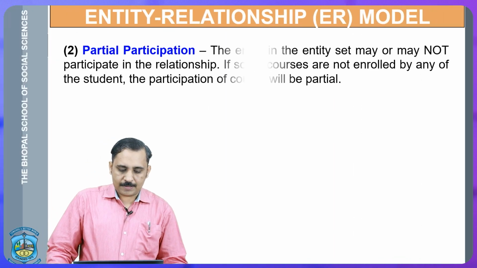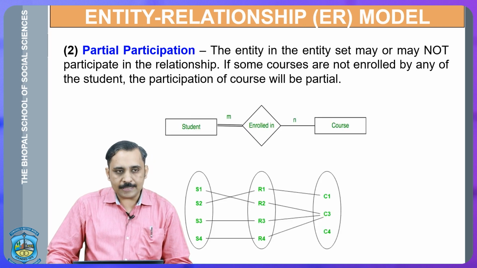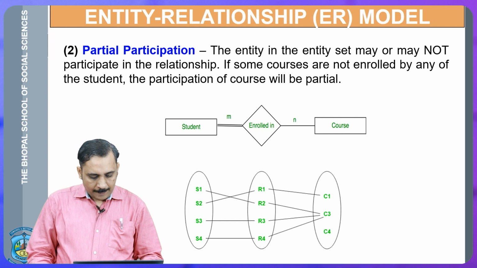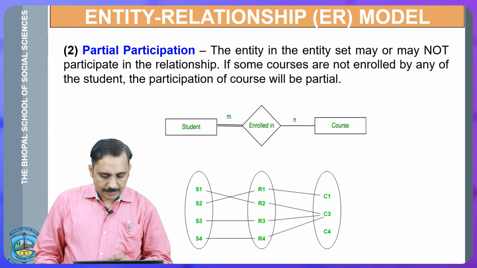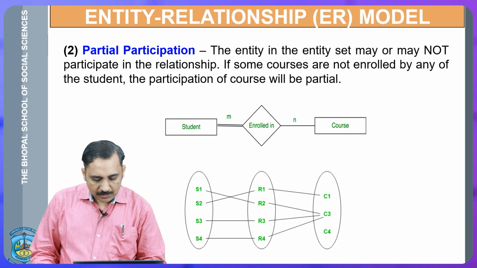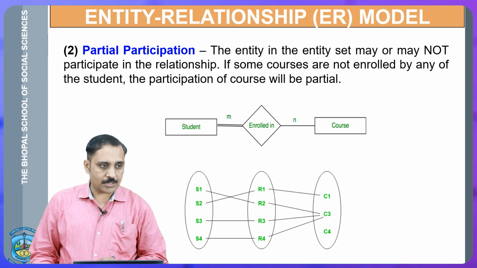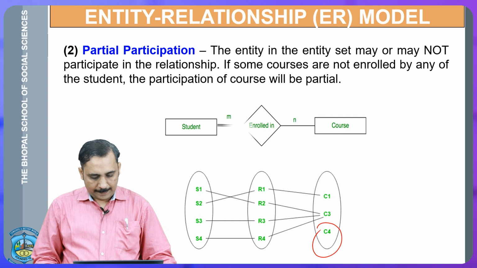The next type of participation is called partial participation, in which not all the entities are mapped. Okay. So here you can see S1 is registered in C3, S2 in C1, S3 in C3, S4 in C4. All the values of S are somehow mapped, but not all the values of the course are mapped. We have this C4 left behind. Such is called partial participation, right.